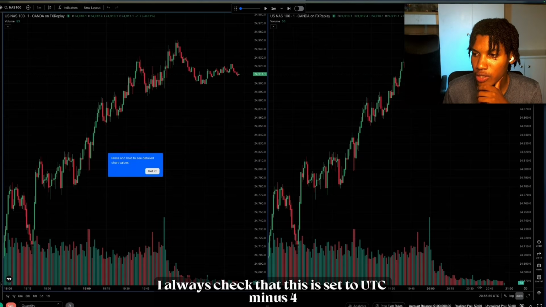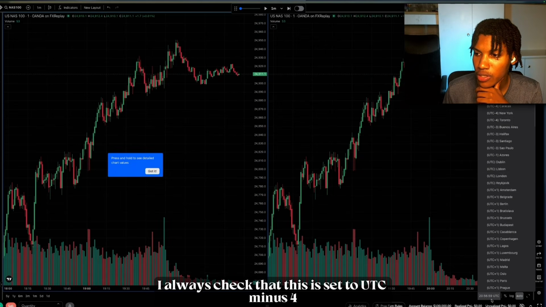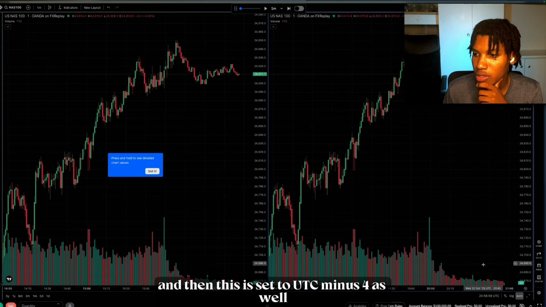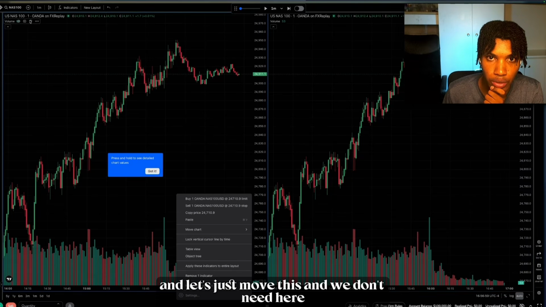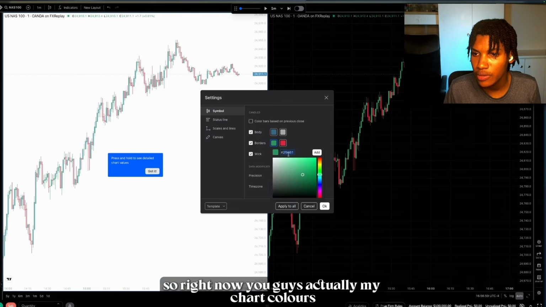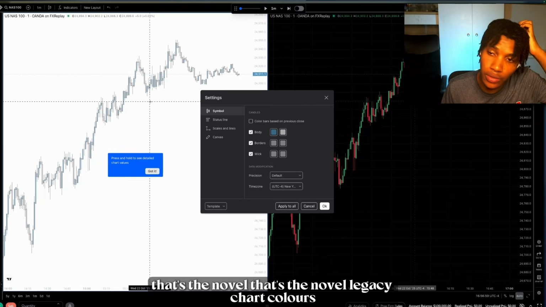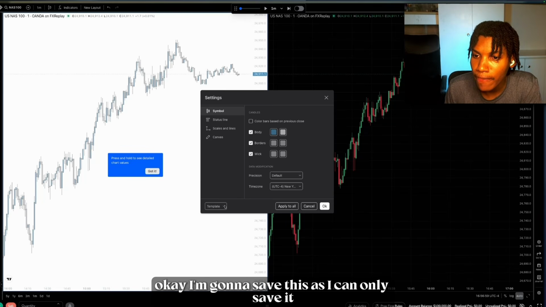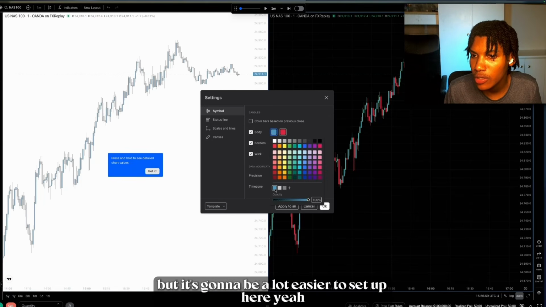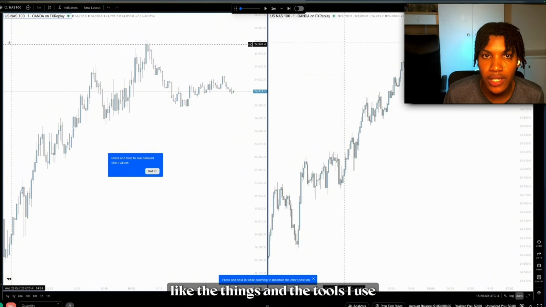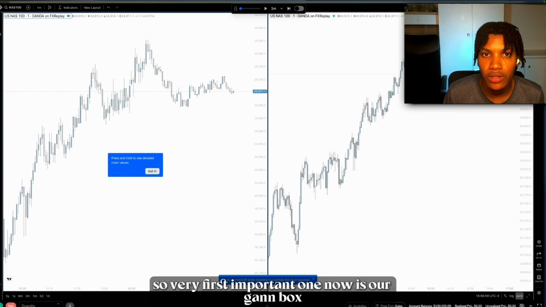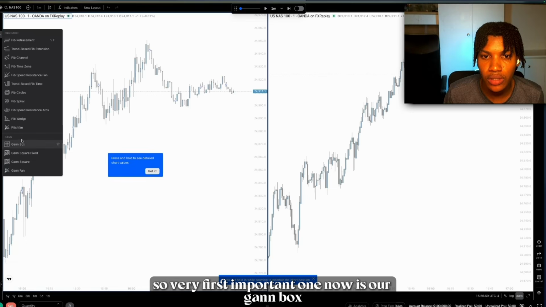The very first thing, I always check that this is set to UTC-4, and this is set to UTC-4 as well. Let's just remove the things we don't need here. We're just setting up. So right now you're actually getting my chart colors. That's the Novo Legacy chart colors. I'm going to save this, but it's a lot easier to set up here. The only thing we need to change now is the tools I use, but it's okay. So the very first important one now is our gann box.